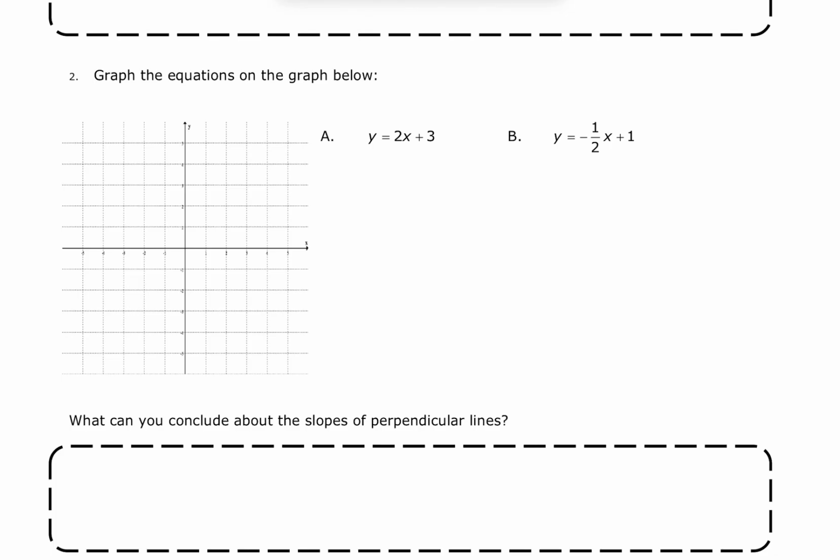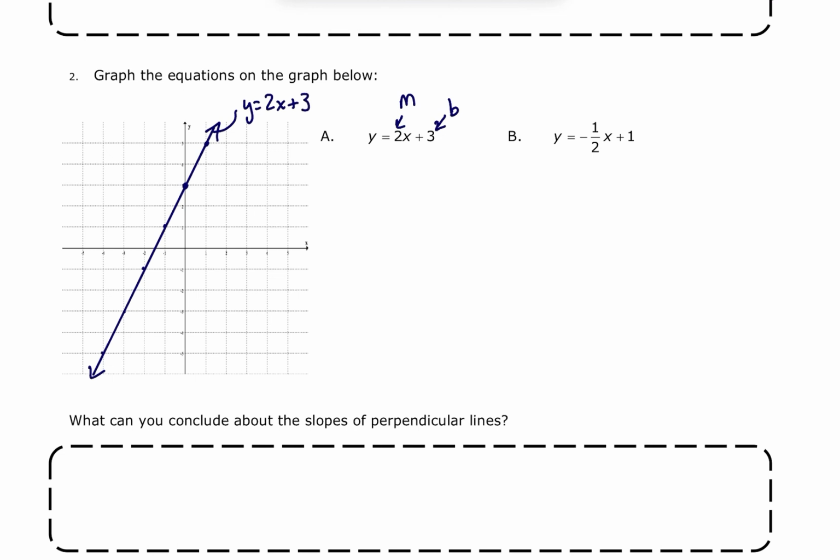Okay, here we have two different equations. They are also in slope-intercept form. We have y equals 2x plus 3, so we're going to go up 1, 2, 3. We're going to go up 2 over 1, or we can also go down 2 over 1 to graph our line. So here's our line for our first equation. We have y equals 2x plus 3.